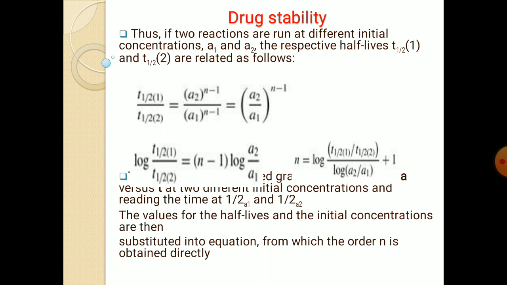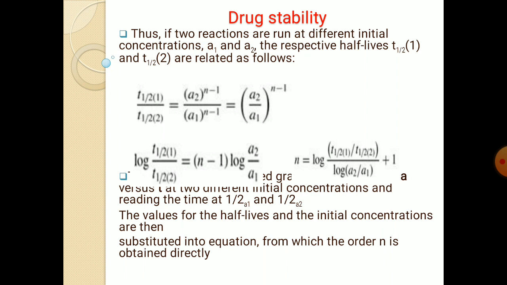So we can rearrange the equation. Now convert that equation into the log form, and after rearrangement we will get the final equation, that is, n is equal to log of T half 1 by T half 2 upon log of A2 by A1, plus 1. Now by this equation, where n is the order of reaction, we can easily find out the order of the reaction. Now simply we can take an example.